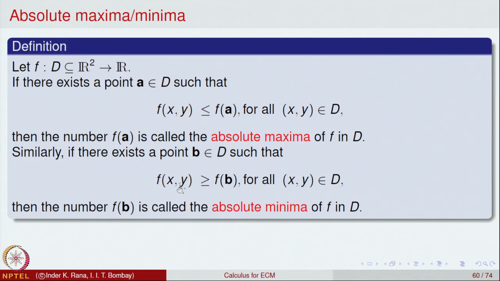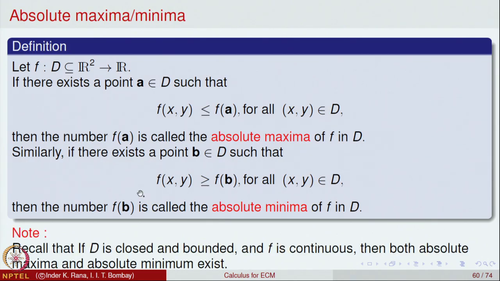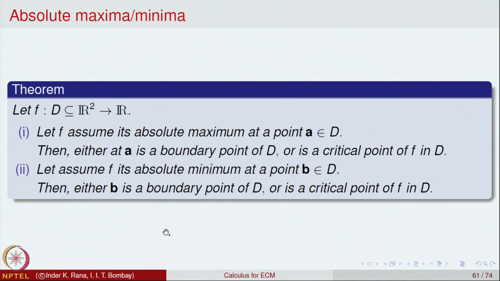And similarly, you can define absolute minima to be the point B in the domain such that f of (x, y), the value of the function at every other point, is bigger than or equal to the value of the function at that point. So, that point is called the point of absolute minima, and the value is called the absolute minima for the function, going parallel to functions of one variable. And again, recall that if a function is defined in a closed bounded interval for one variable, the absolute maxima and the absolute minima exist, and the same property is true for functions of two variables.